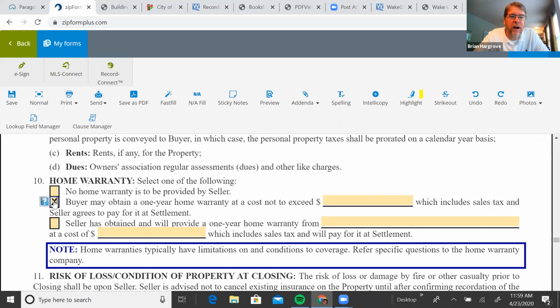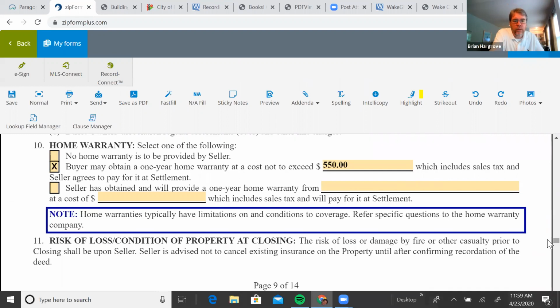Or the buyer can get one and we wanna let you know, Mr. Seller, you're gonna pay for it, but it's not gonna be more than a certain dollar amount. And we've looked at enough of these to know that like the $550 is enough to get the one that we want. And you can certainly help your client. We have brochures at the office. We also have reps that we can get you in contact with. But if your buyer wants to get their own and have the seller to pay for it, this is the line to do it.